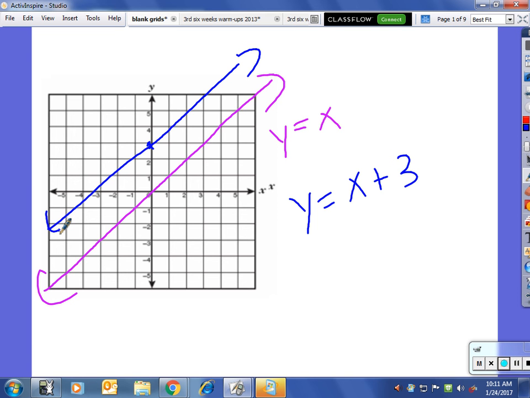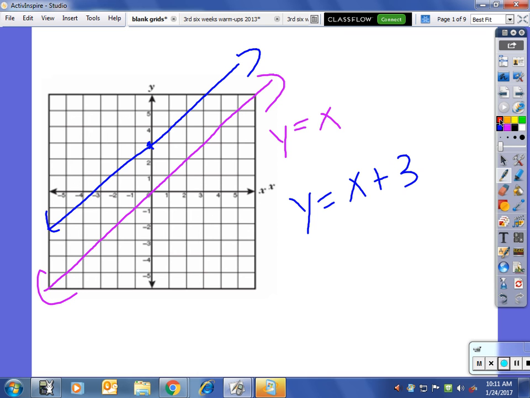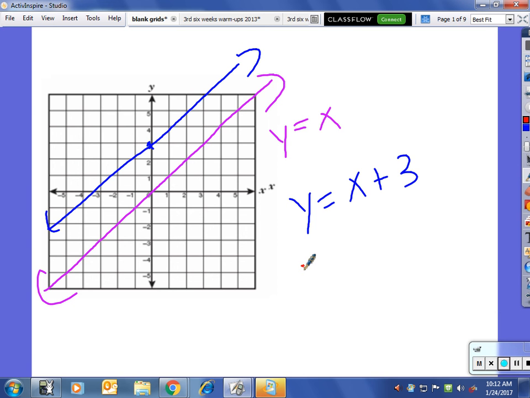What do you notice about those lines? They're parallel. Absolutely. So fill in the blank for me. Parallel lines have the same slope. Exactly. All right. How would I make it move down? Y is equal to x minus 3. Any number lower than 0 will move the whole line down. Y equals x minus 3. Again, still has a slope of 1, but the whole parent function moves down 3 spaces.